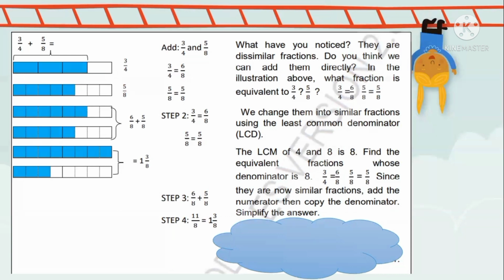Remember, I've told you already that this is an example of an improper fraction. So an improper fraction must be simplified to a mixed number. You know already that you are going to divide the numerator by its denominator. So 11 divided by 8 is 1, and it will give us a remainder of 3. So our answer is 1 and 3/8. Final and simplified answer. Did you follow?